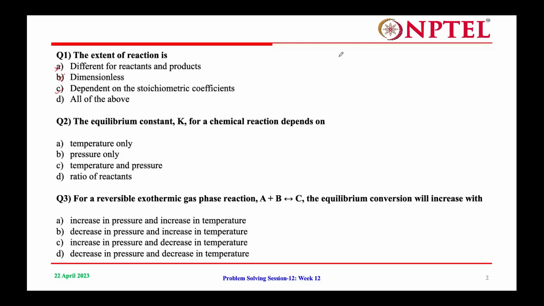So ξ is equal to dni by νi. This is the stoichiometric coefficient. Ni is final moles, so it is final moles minus initial moles divided by the stoichiometric coefficient. This is the extent of reaction. It is dependent on the stoichiometric coefficient.